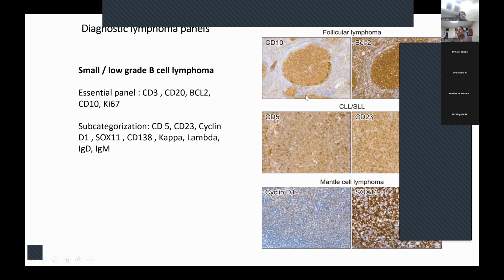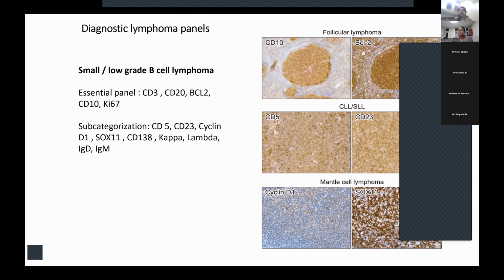This is very useful, like if you have a lymph node which is showing a florid reactive follicular hyperplasia and you are in doubt whether it's a lymphoma or just a reactive process. The expression of CD10 in the follicles along with the BCL2 positivity labels it as neoplastic. It rules out a reactive process and confirms the diagnosis of follicular lymphoma.